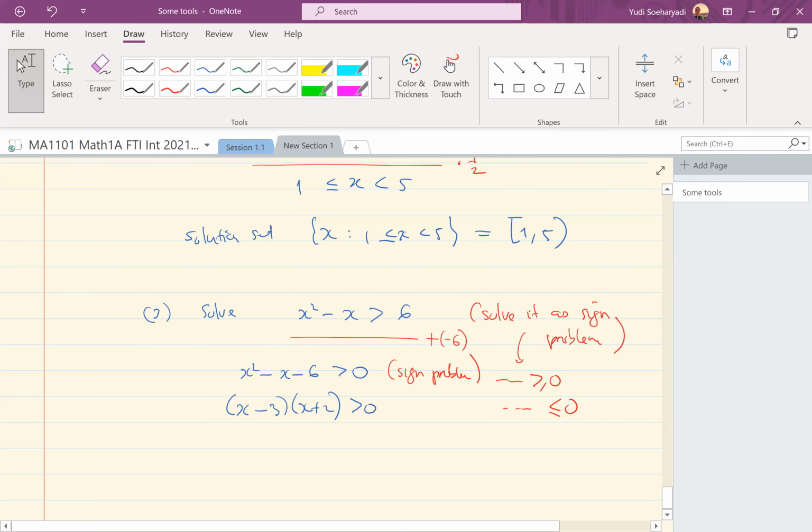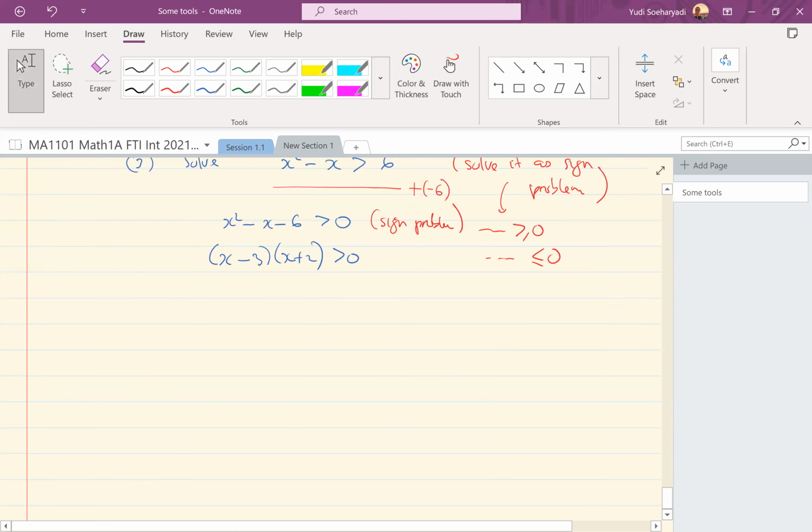Okay, so how to solve this one? All right. Because there's a sign problem, this is a product. So some product has a positive sign, right? Positive is possible if both are positive, or both are negative. Okay, so how do you solve this?